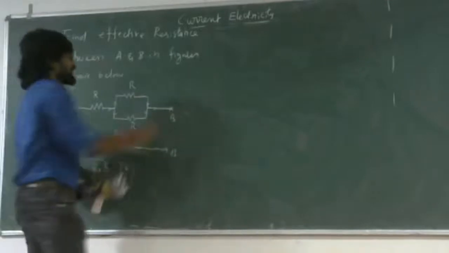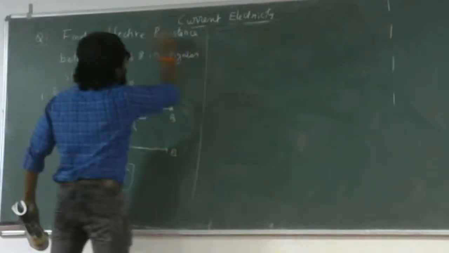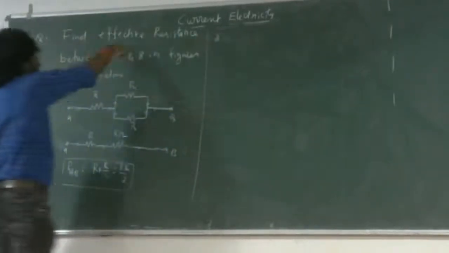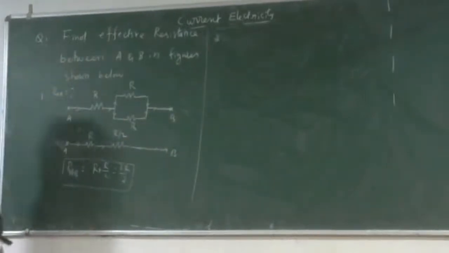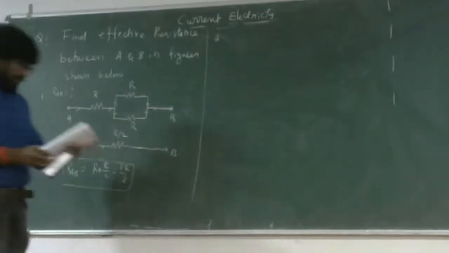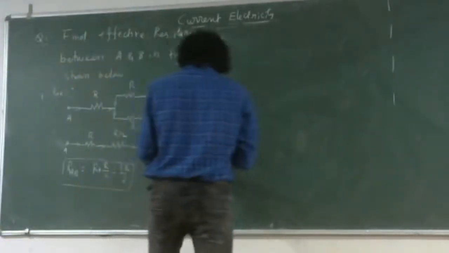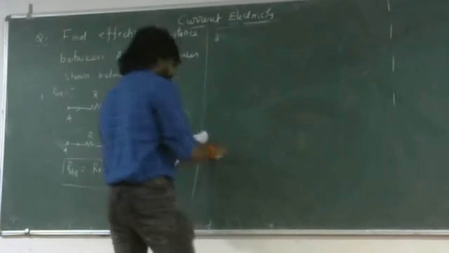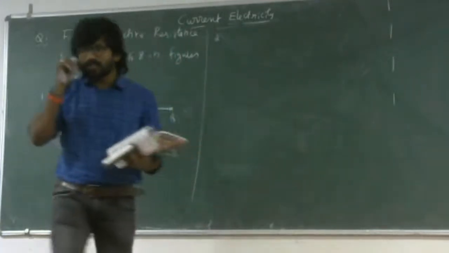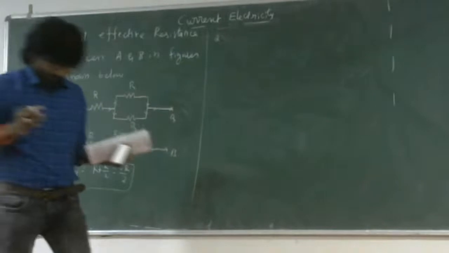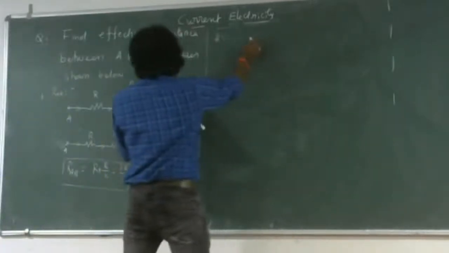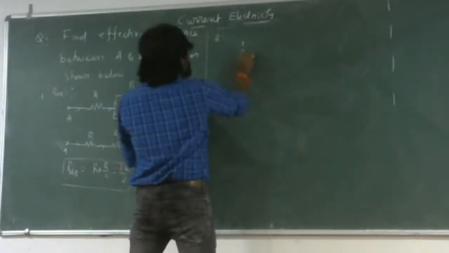Second question. Same. The question is the same for all. What is that? Find the effective resistance between A and B in the figure. The figure is C. I think we have discussed direct current resistors, did we? Yes. Okay. See here. This is point A.